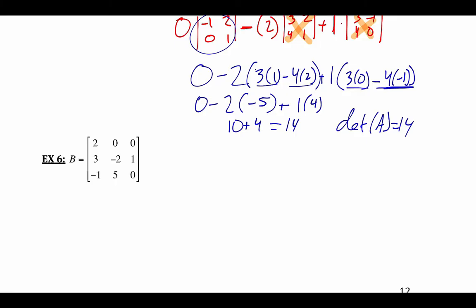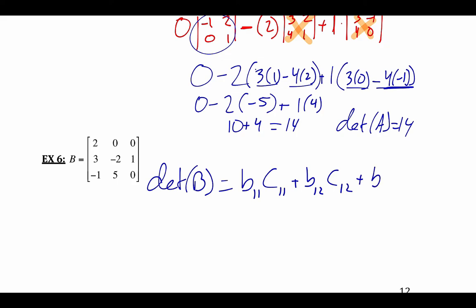For this last matrix, I'm going to give you a hint. I would always choose a row or a column that has a lot of zeros in it. Looking at that first row, it has 2 zeros in it. It's going to make things nice and easy. So I'm going to say the determinant of matrix B. Let's just start off with, if we're using B, I'll do B sub 1, 1 times its cofactor plus B sub 1, 2 times its cofactor plus B sub 1, 3 times its cofactor.